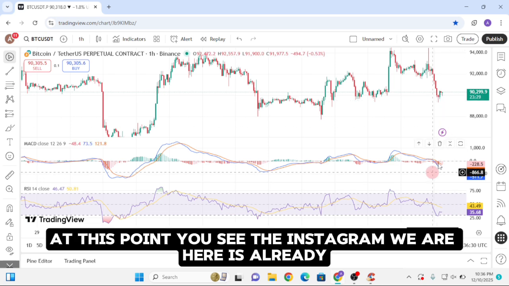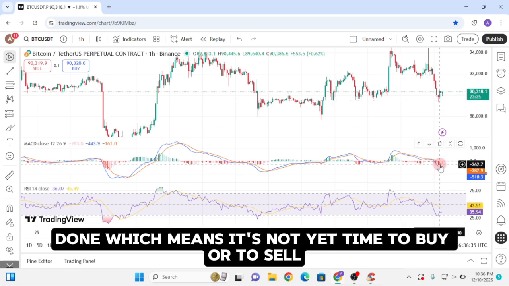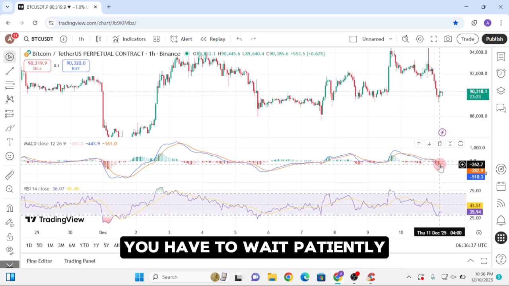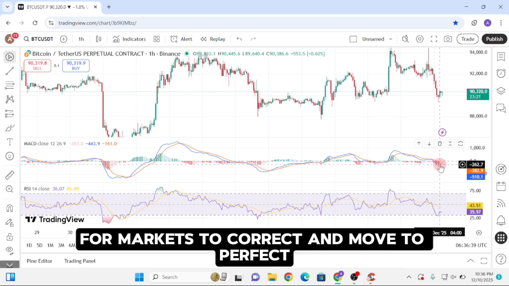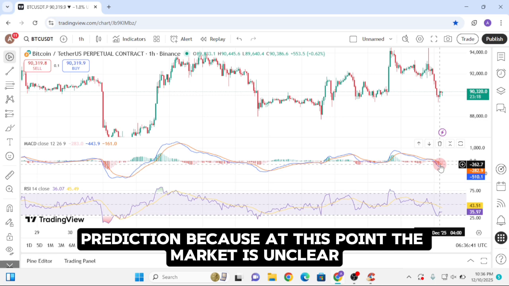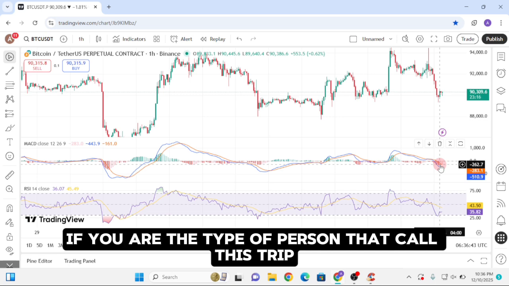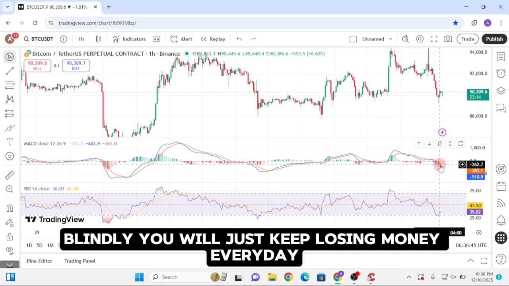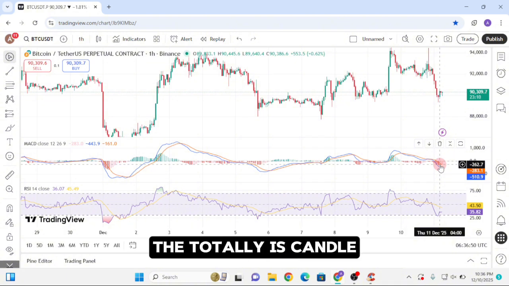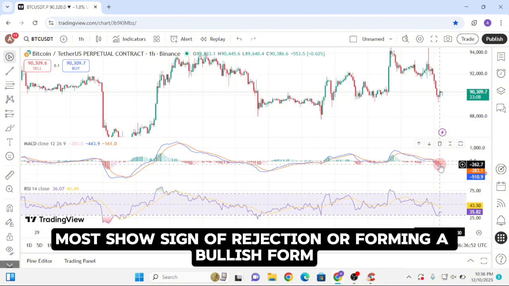At this point, the histogram here is not yet green, which means it's not yet time to buy or to sell. You have to wait patiently for the market to correct, because at this point the market is unclear. If you are the type of person that always trades blindly, you just keep losing money every day. So thirdly, the candle must show a sign of rejection or form a bullish pattern.